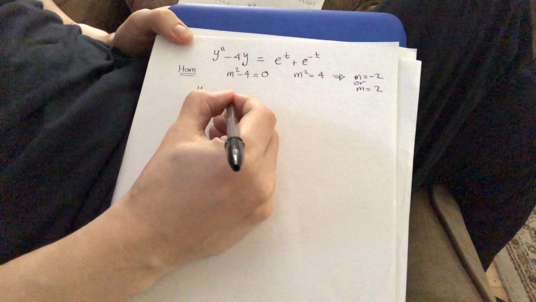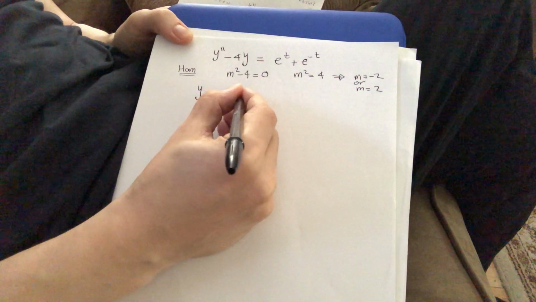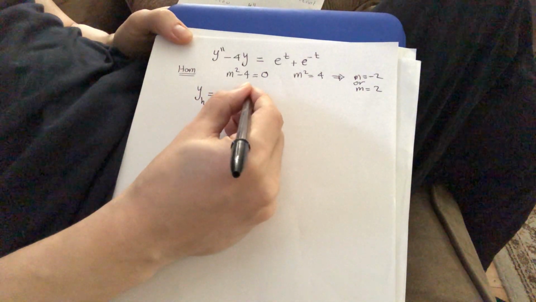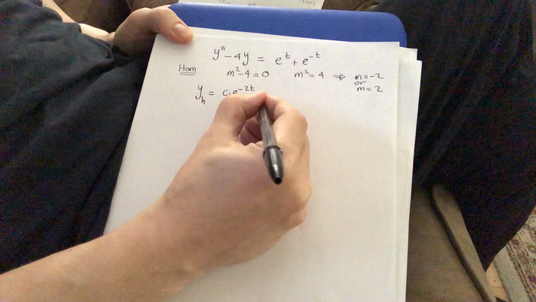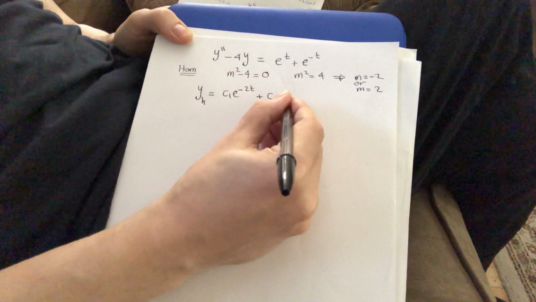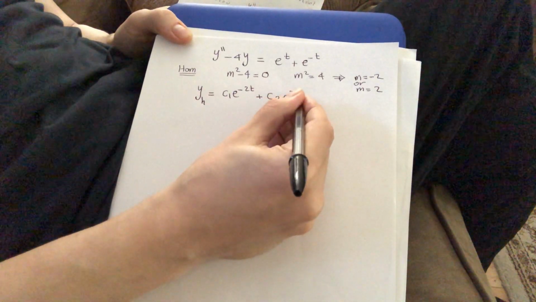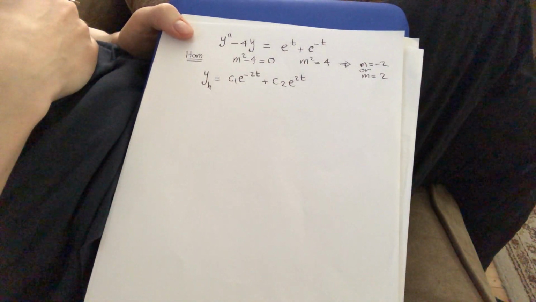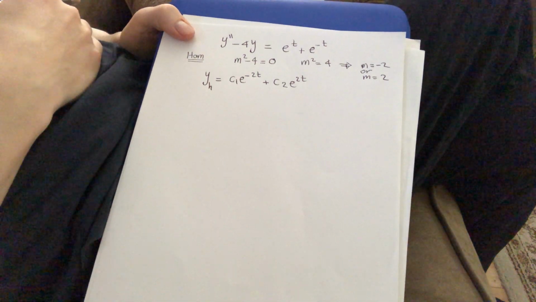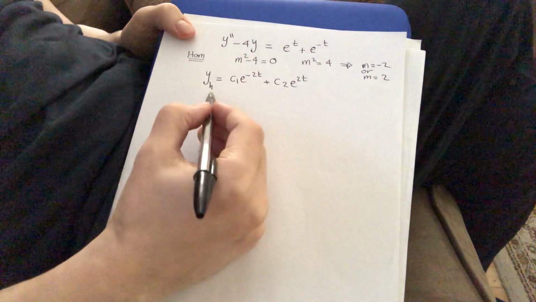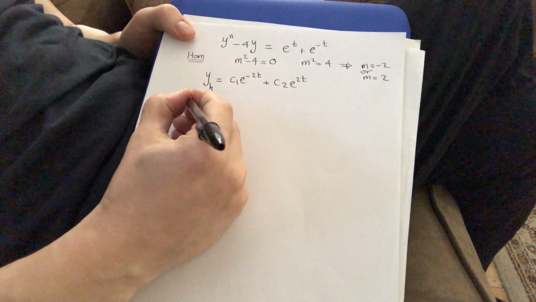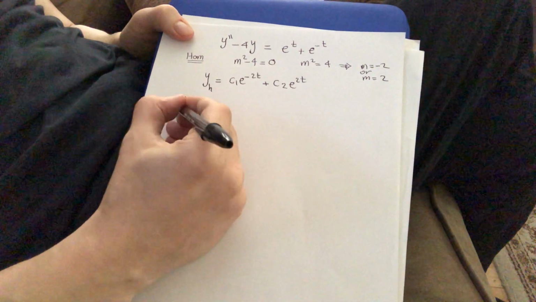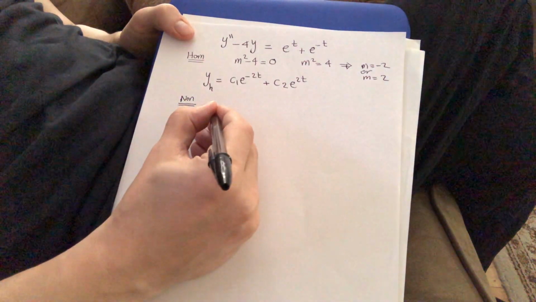So your homogeneous solution would be C1 e to the minus 2t and C2 e to the positive 2t. This is how you write the solution when you have two different roots, like we talked about in the previous worksheet. This is the homogeneous. Now for the non-homogeneous, it's called yp.